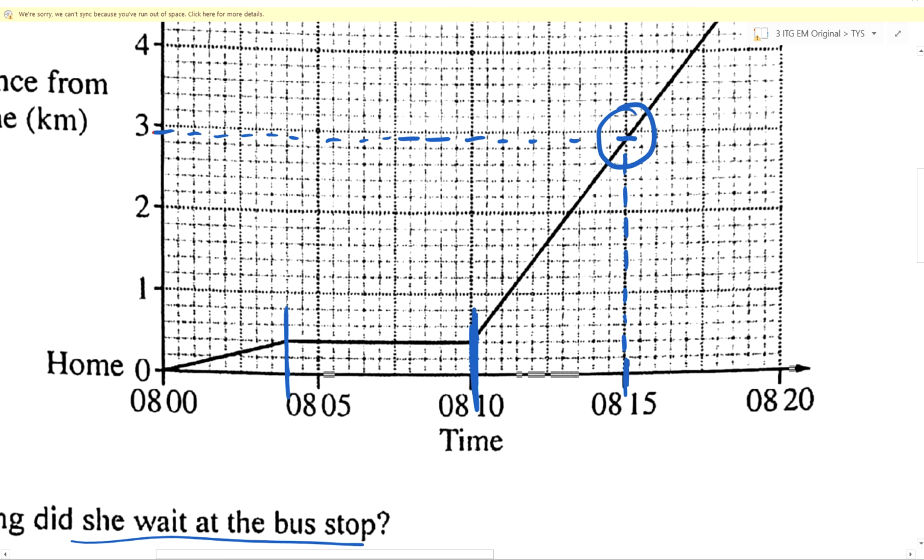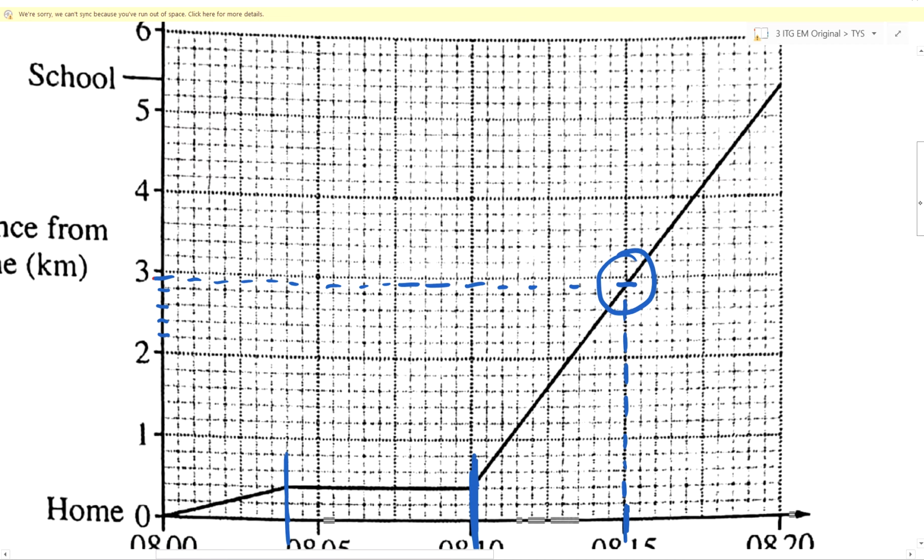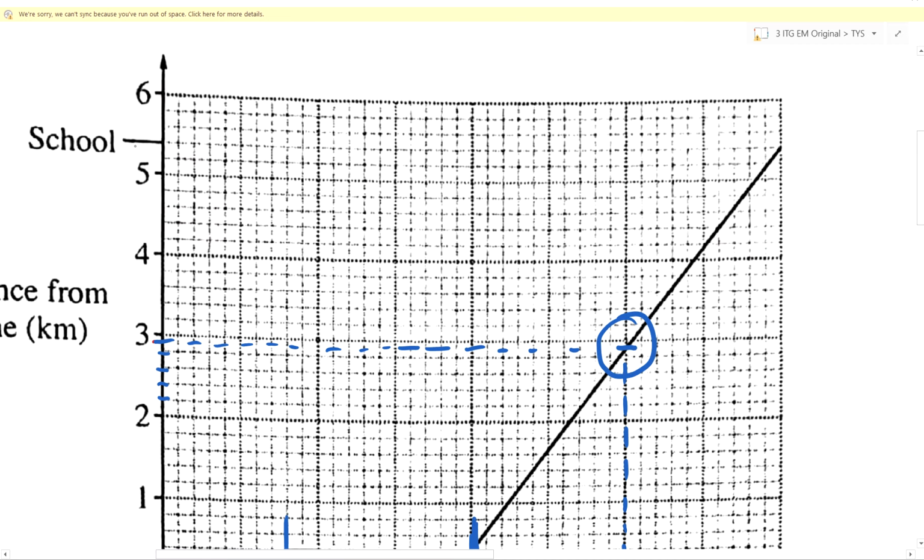Please check the scale properly. Okay, 5 squares refers to 1 unit. So this is 2.2, 2.4, 2.6, 2.8, 2.9. Don't give me 2.8, don't give me 3. It is exactly in the middle. 2.9. Okay, but they want the distance from the school. So 5.4 minus 2.9. Get the answer.